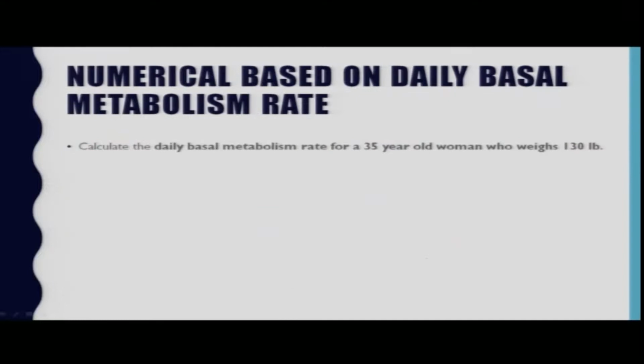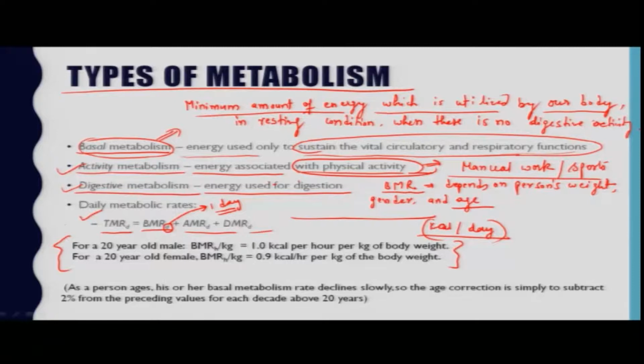Here as a reference, we are taking two things. First, for a 20 year old male, the BMR per kilogram will be 1 kilocalorie per hour per kilogram of body weight. And for a 20 year old female, we will take BMR as 0.9 kilocalorie per hour per kilogram of body weight. We also have to include a correction factor in order to calculate any basal metabolic rate.